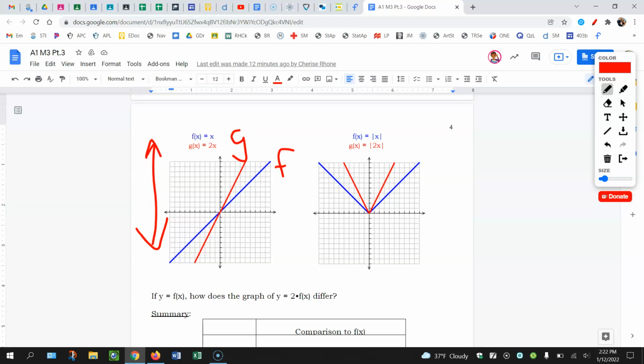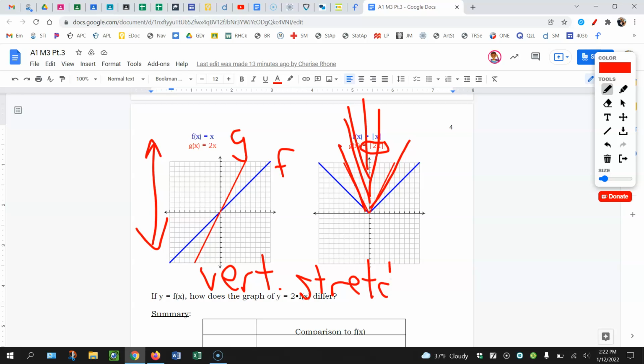You notice the same thing here. This is inside. It's part of the absolute value. And same deal, this red graph is getting stretched vertically. If I stretch it more vertically, it's going to get steeper and steeper. So both of these are going to be a vertical stretch of 2. Vertical stretch of 2. So it's basically just taking all the y values and multiplying them by 2. So it's stretching the graph vertically.